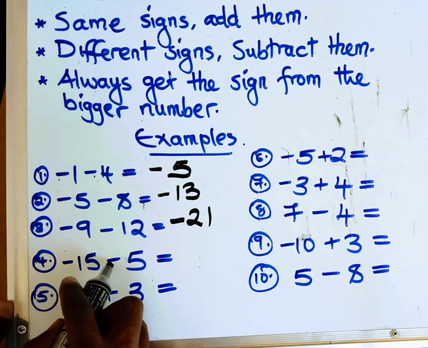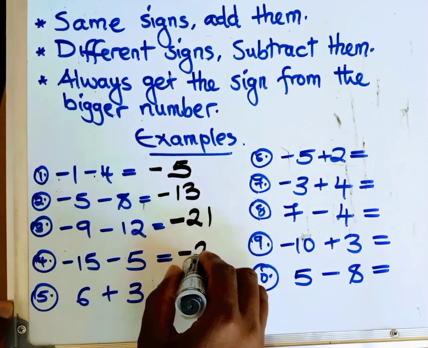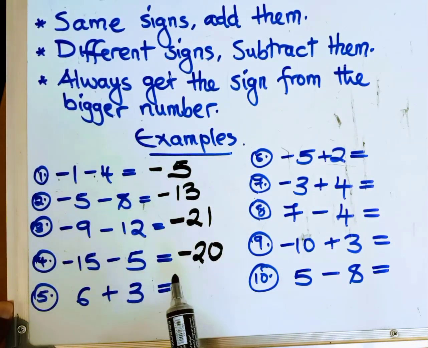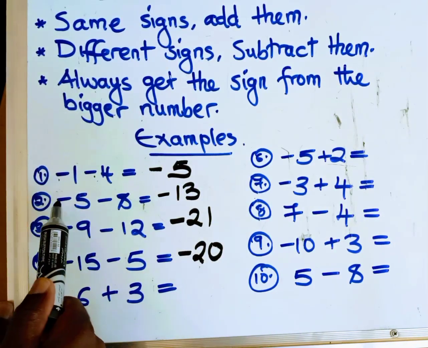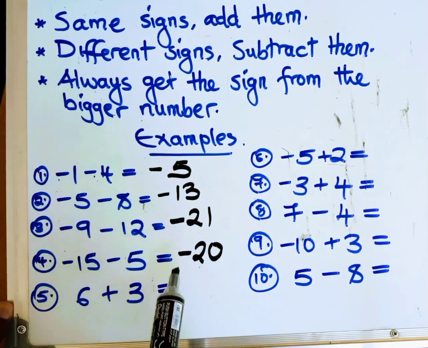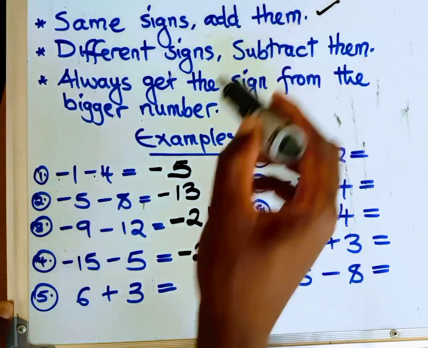So negative 15 minus 5. Even here we add. So our answer will be a negative 20. So you can see the pattern. You can see the pattern that when it's negative, you are adding and the answer is always a negative. So if both signs are negatives, you add them and your answer is a negative. So which rule applies? It's the rule number one here.